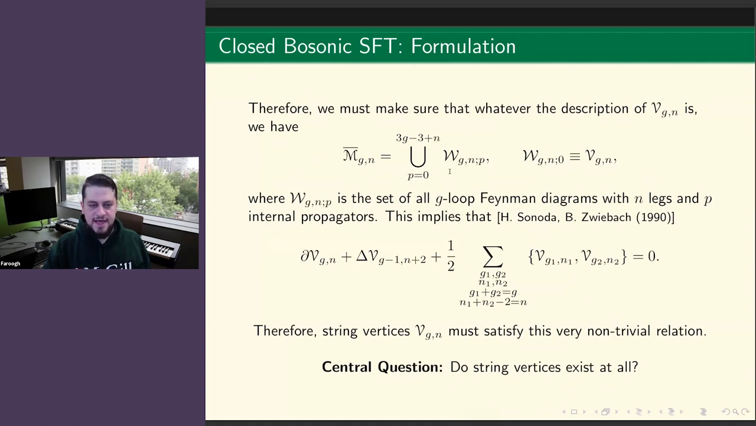And this implies that basically the string vertex should satisfy this equation. All the string vertices for all G and N should satisfy this equation. And this equation should be understood in the sense of homology, in which manifolds are added and subtracted with signs, which depend on their orientation. So the question of the existence of the string vertex means whether there is a subspace inside the moduli space that satisfies this equation. So this is the main topic of this talk.